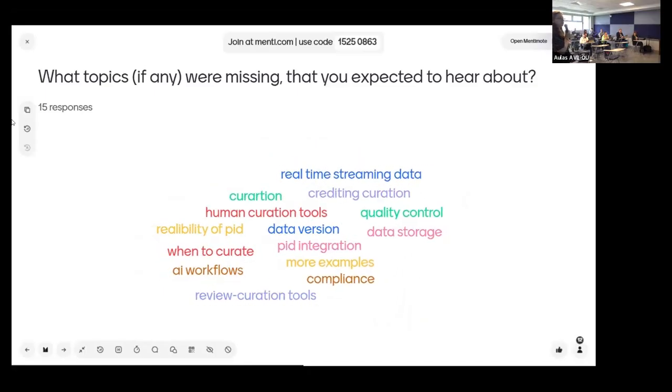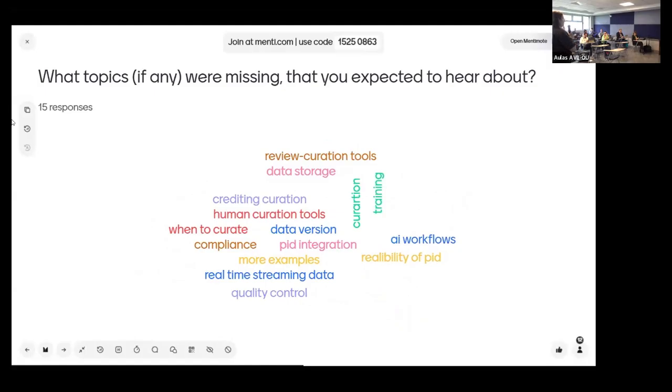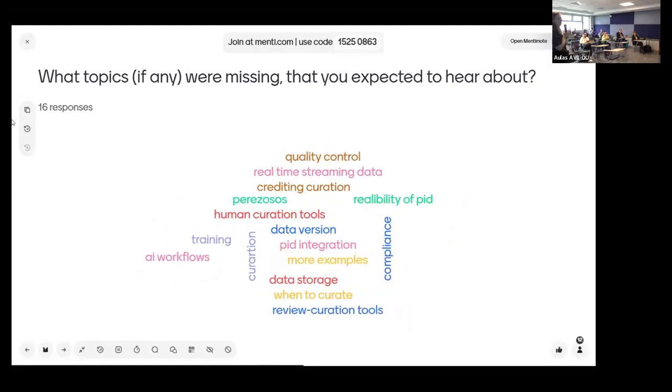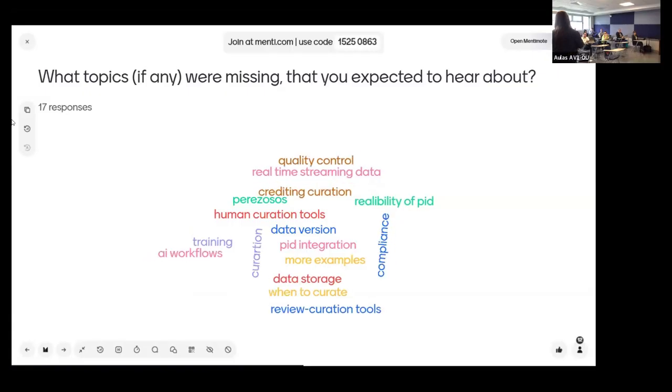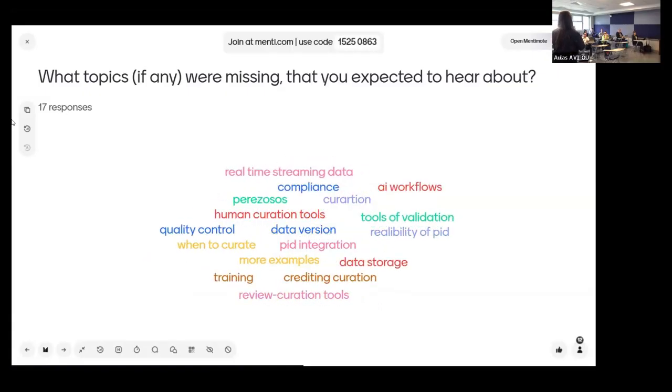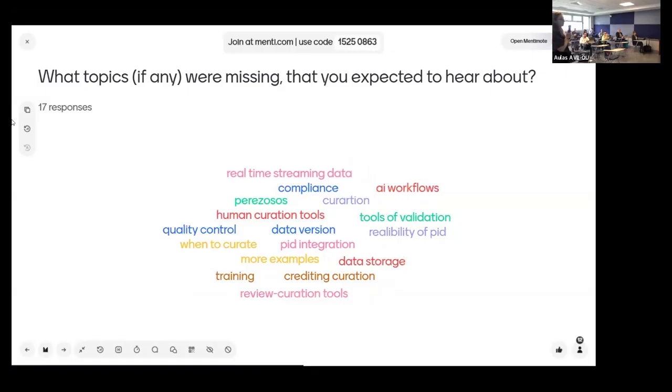For review curation tools, one of the presentations in the previous session at the IG Curation talked a bit about that. KU Leuven has this nice tool that integrates with Dataverse that allows you to comment on deposits and send them back to the person that made them. So that could be interesting to look at.